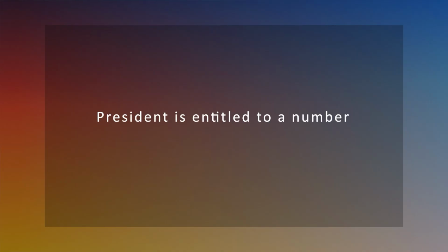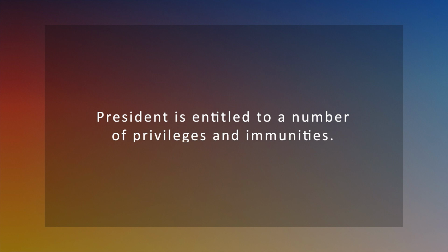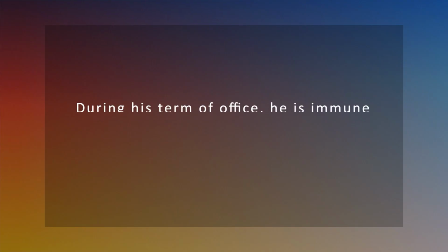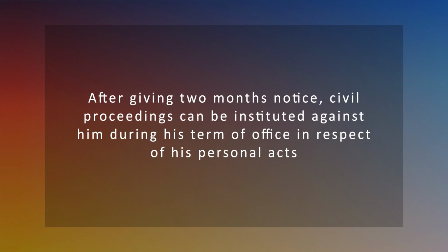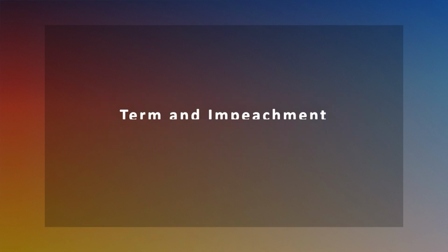The President is entitled to a number of privileges and immunities. He enjoys personal immunity from legal liability for his official acts. During his term of office, he is immune from any criminal proceedings, even in respect of his personal acts. He or she cannot be arrested or imprisoned. However, after giving 2 months' notice, civil proceedings can be instituted against him during his term of office in respect of his personal acts. Let's now talk about term and impeachment of the President.